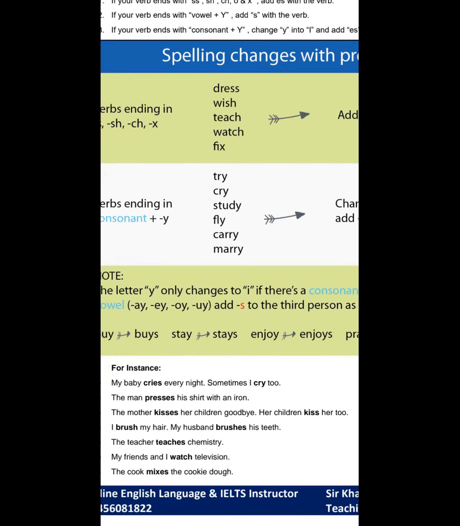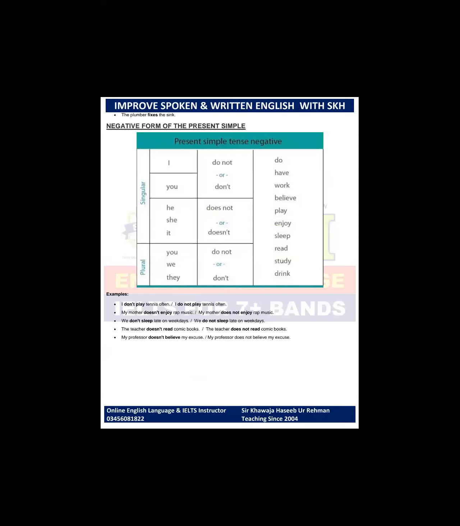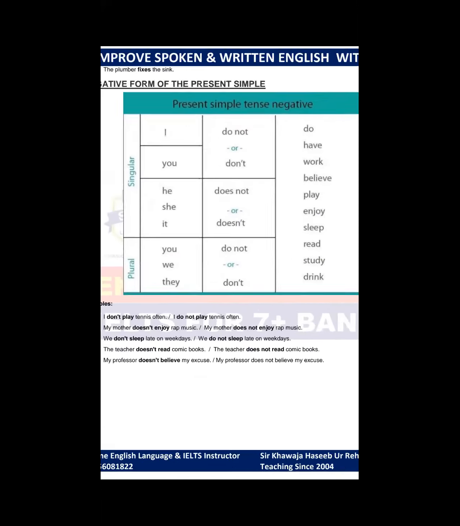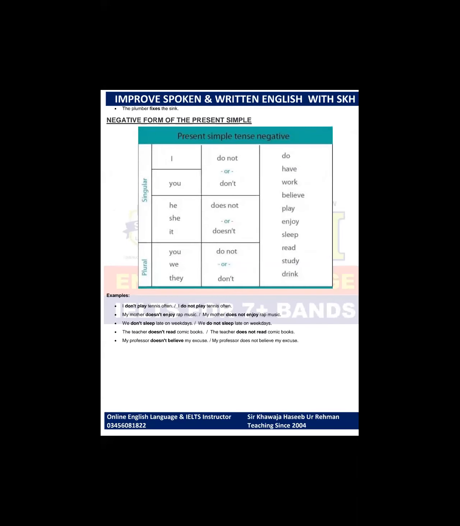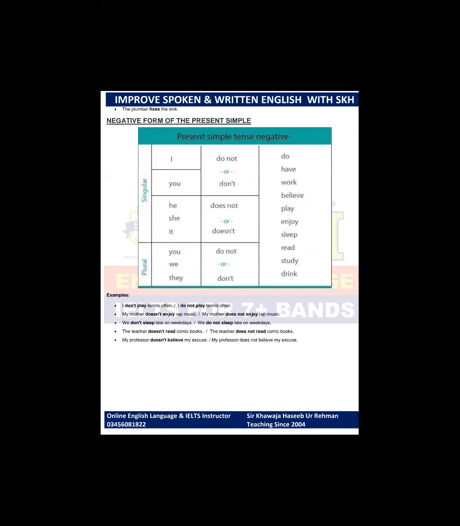Okay, now let's move to the next page. Improve your spoken and written English. Let's take a look at the negative. How do we convert to the negative? I told you already, whenever we want to convert the present simple into negative, we need don't and doesn't. I, you, we, they, we use don't. He, she, it, we use doesn't. Okay. Negative form of the present simple.